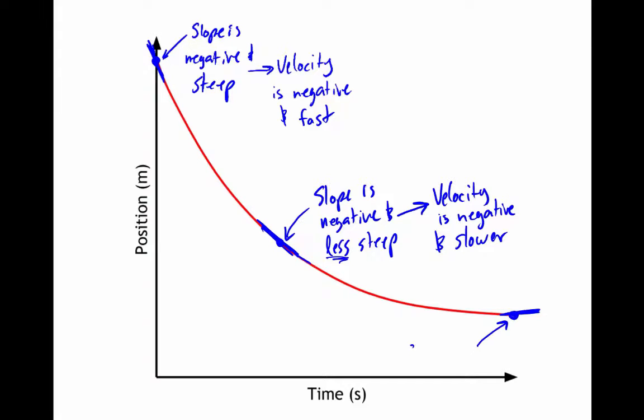Finally, at the very end, our slope looks very close to 0. So our velocity should look like 0. So the object should be moving in the negative direction, should start moving very fast, should slow down, and then come to a stop at the end of its motion. Let's take a look.